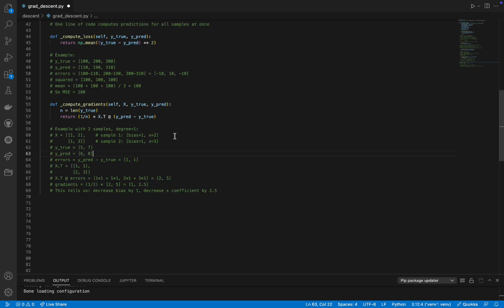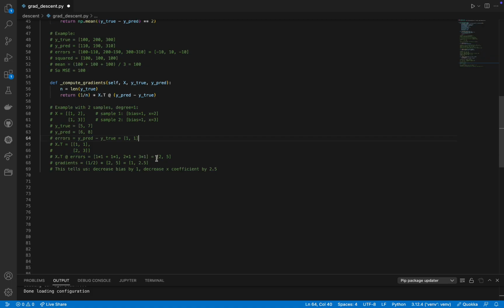So let me show you a concrete example with real numbers. Say we have 2 samples and degree equals 1. Our x matrix has 2 rows. The first row is 1, 2, representing bias equals 1 and x equals 2. The second row is 1, 3, representing bias equals 1 and x equals 3. Our true y values are 5 and 7, and our predictions are 6 and 8. So the errors, y predicted minus y true, give us 1 and 1.